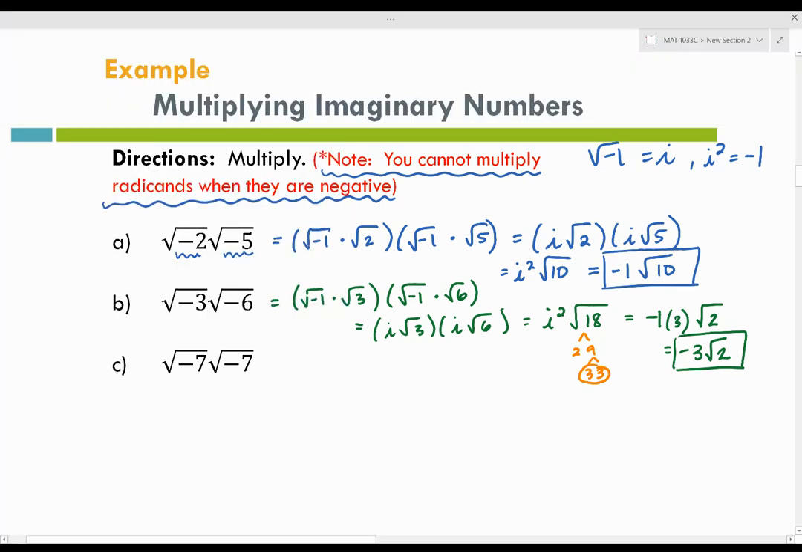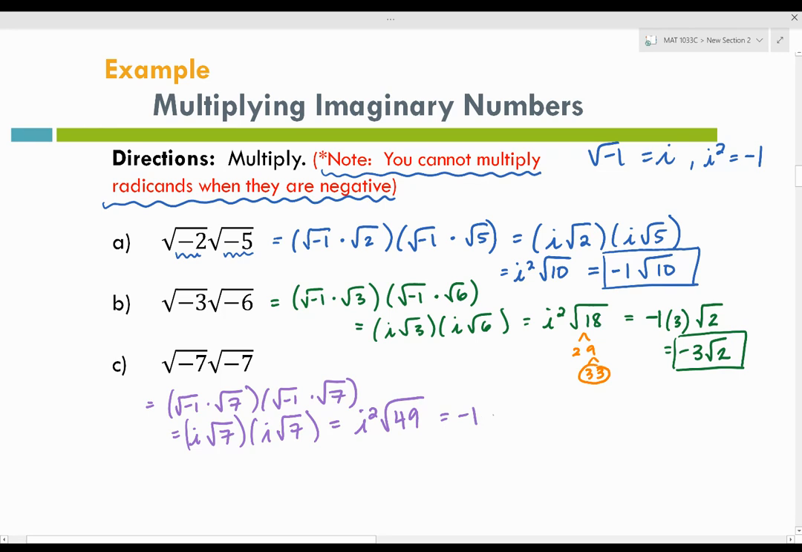All right, so we have the square root of negative 7 times the square root of negative 7. So once again, I'm going to break them down into their negative and positive parts. The square root of negative 1 becomes i, and i times i is i squared. And that's going to be the square root of 49, because 7 times 7 is 49. i squared, by our definition, becomes negative 1, and the square root of 49 is 7. So negative 1 times 7 is negative 7. Okay. Cool.